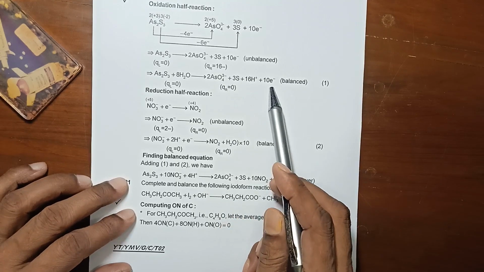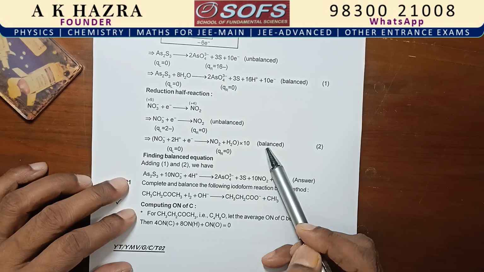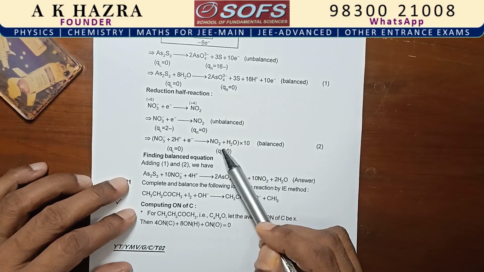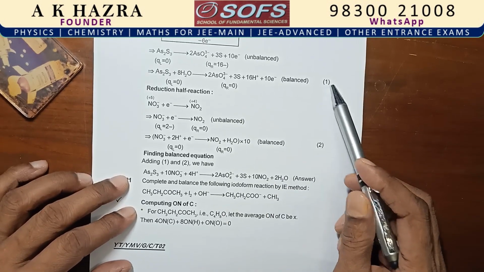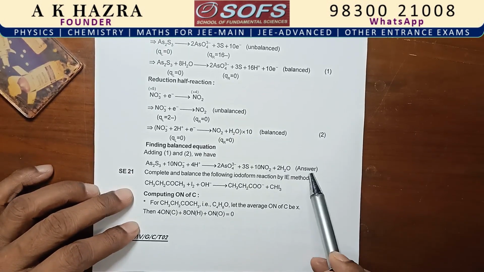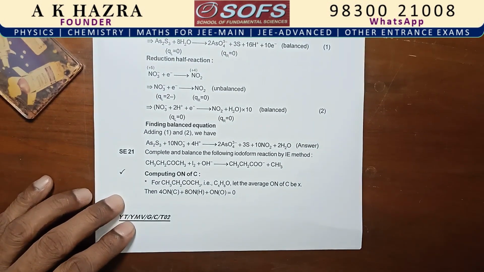Here 10 electrons, here 1 electron, LCM 10, so 10 is multiplied here. So it is balanced, already balanced. 10 is multiplied here, that's why electrons are balanced. Now add 1 and 2, we have this reaction. Accordingly, you see sample example number 21.